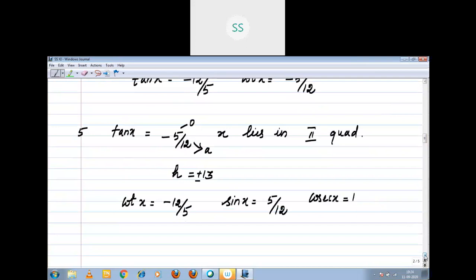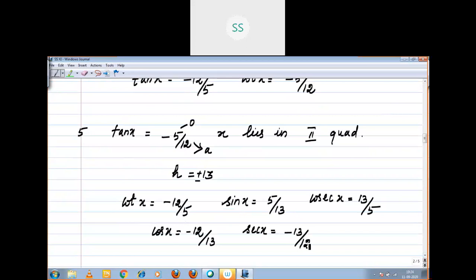Sorry, children. Why did I make a mistake here? 5 by 13, hypotenuse. Cosecant equal to 13 by 5. Cos x equal to adjacent by hypotenuse, but because it is the second quadrant, negative, 12 by 13. Secant, you write it as a reciprocal, minus 13 by 12. Did you understand, children? You have to keep the quadrant in your mind.